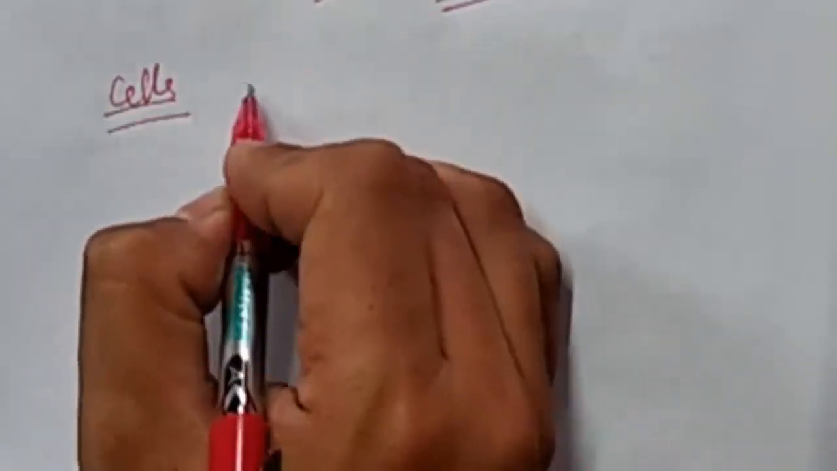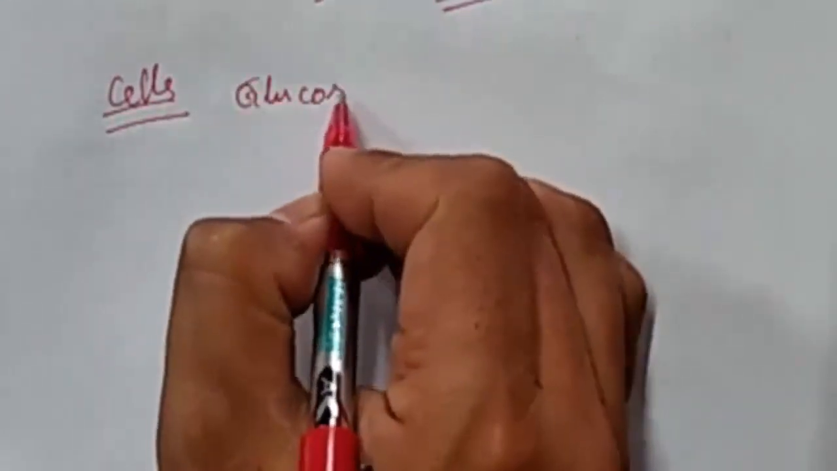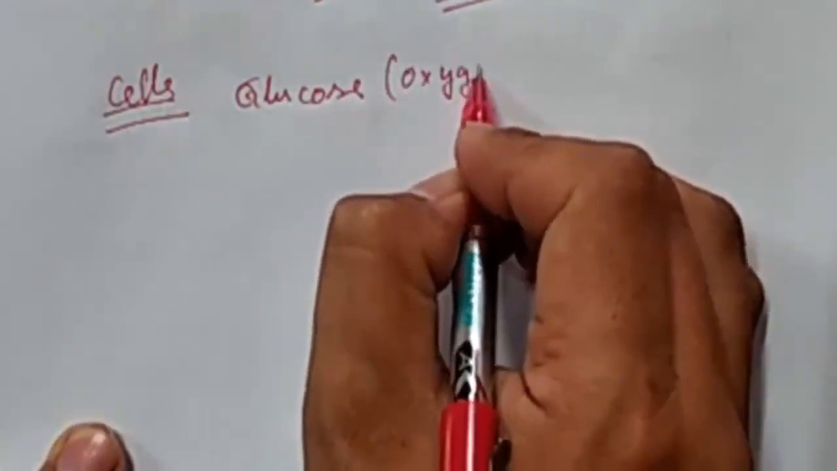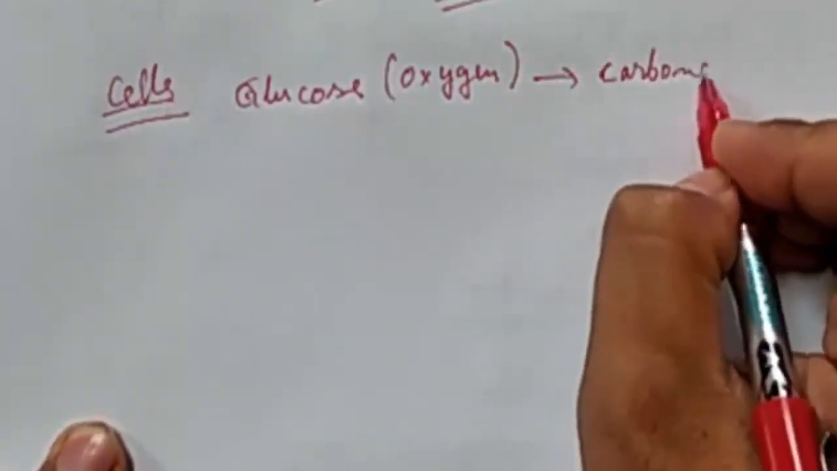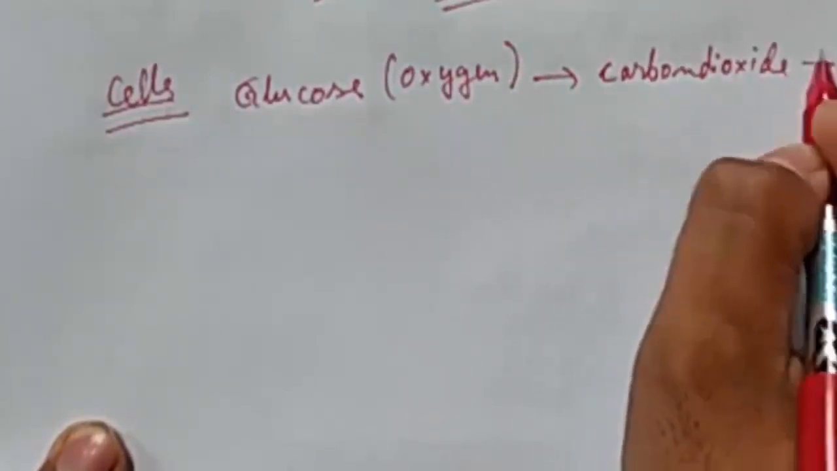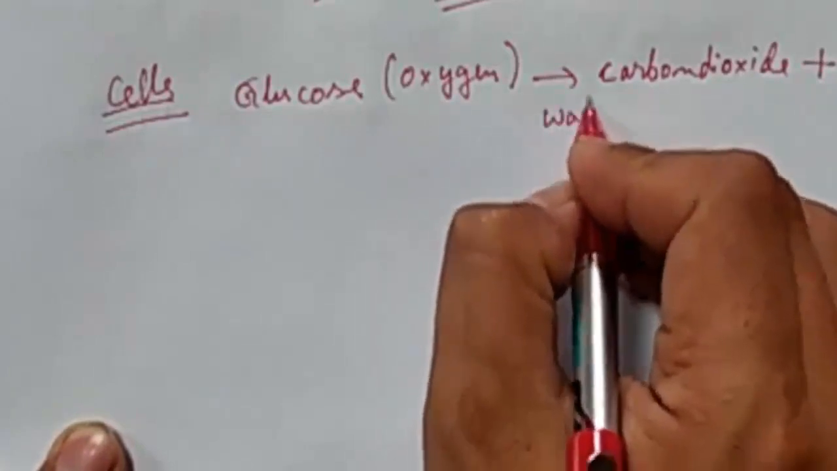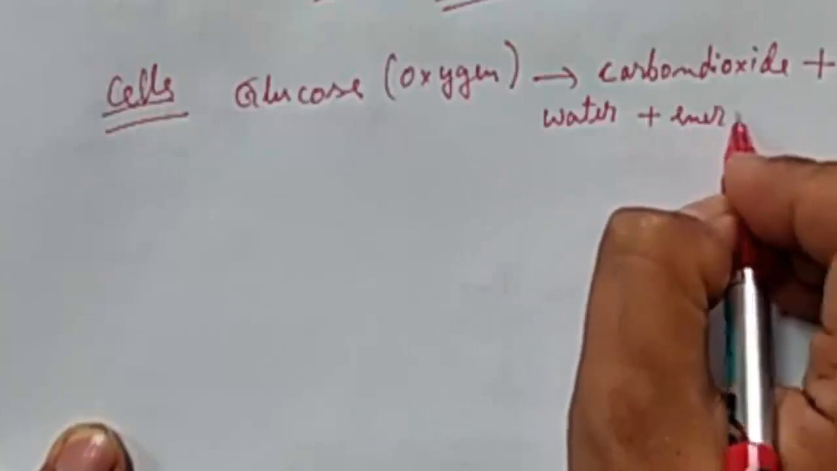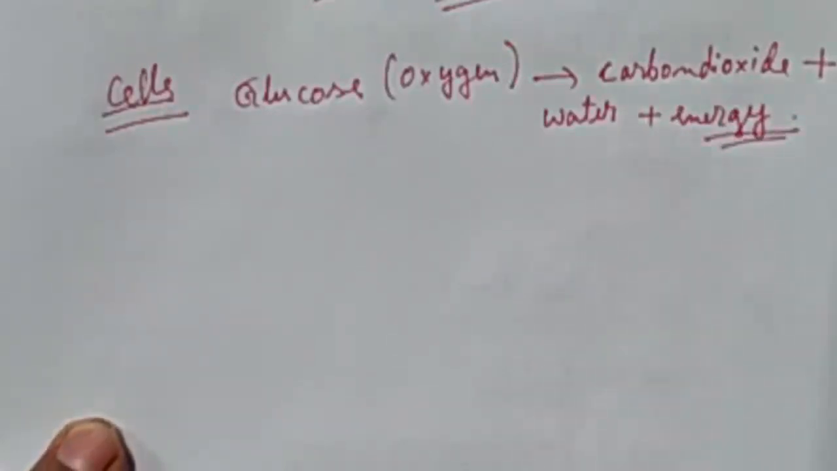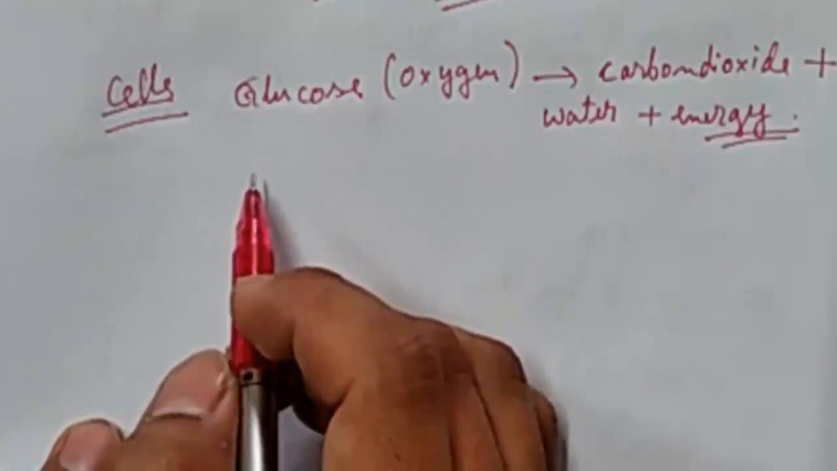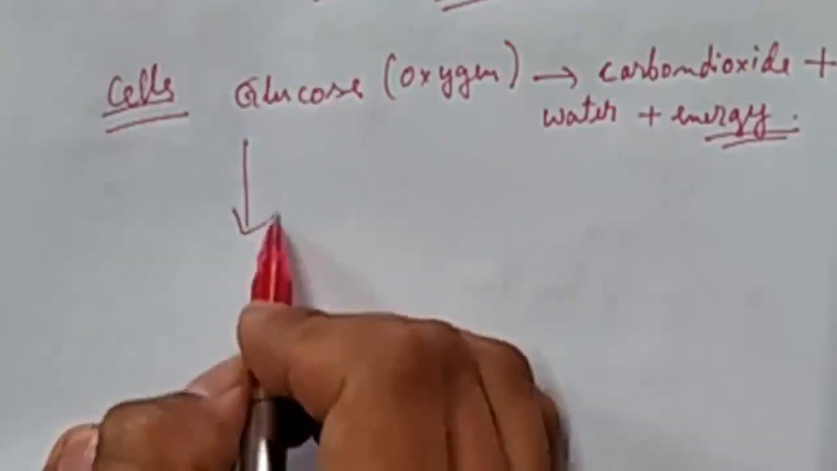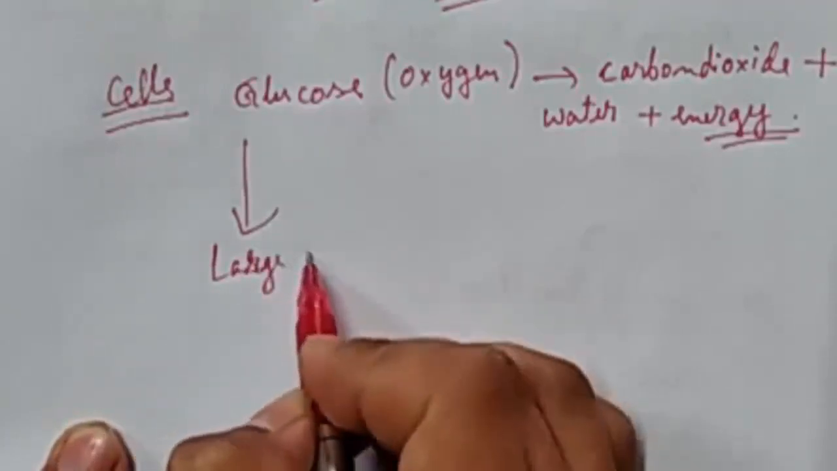Again, in the cells, glucose breaks down with the help of oxygen to carbon dioxide and water, and also energy is released, and the undigested and unabsorbed food enters into the large intestine.